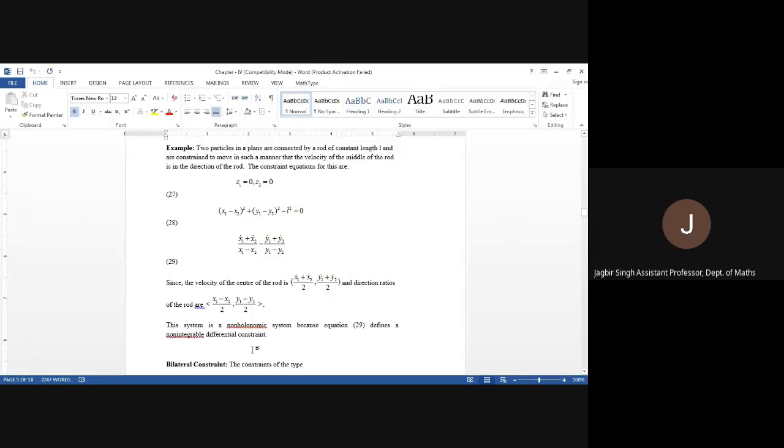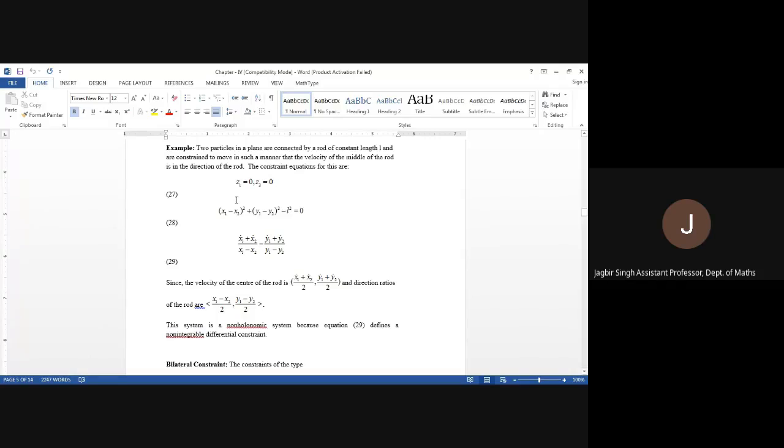In this example, again, two particles are moving in a plane, in the vertical plane. They are just fixed at the ends of a rod of length L, moving, and there is one more condition, we will discuss it later on. First of all, there is one restriction, that the particles are attached to the ends of the rod. So the distance between the particles will be equal to the length of the rod. So the constraint equation will be (x1 - x2)² + (y1 - y2)² - L² = 0. This will be the first constraint equation.